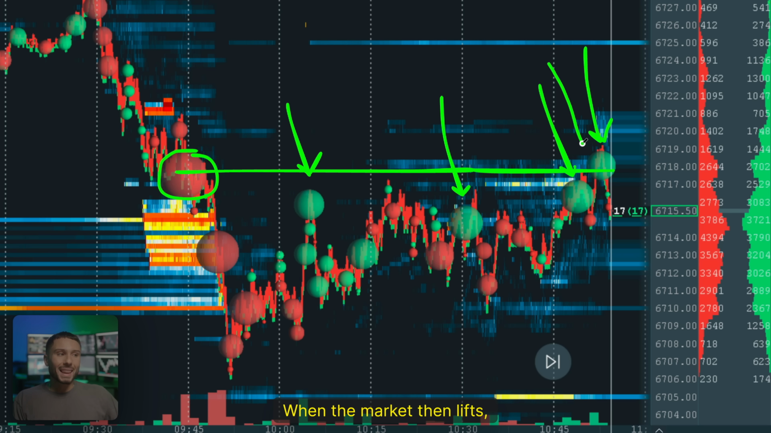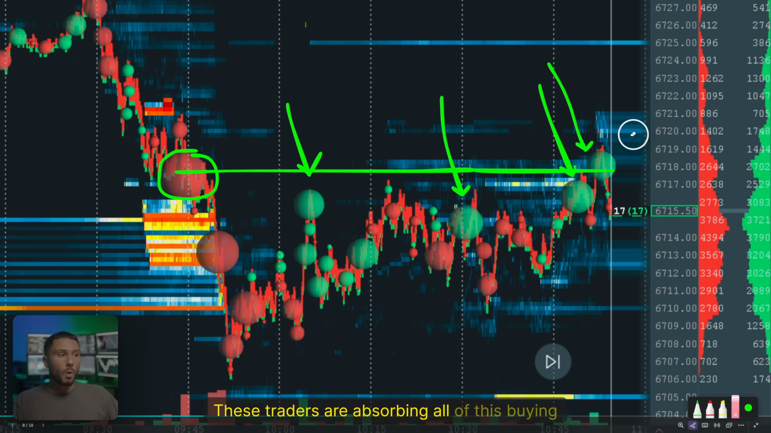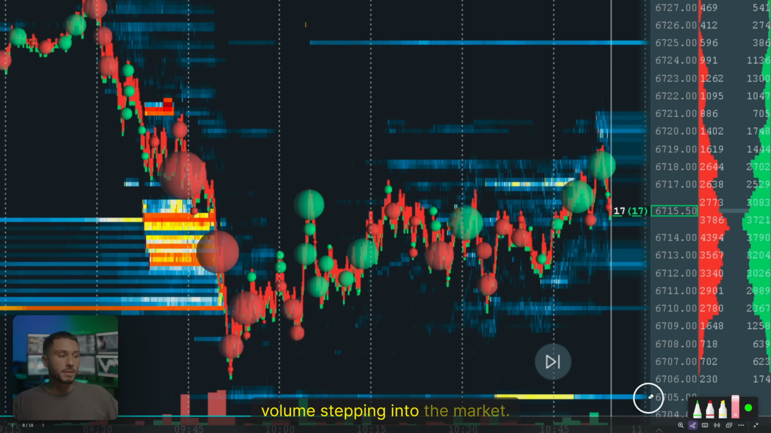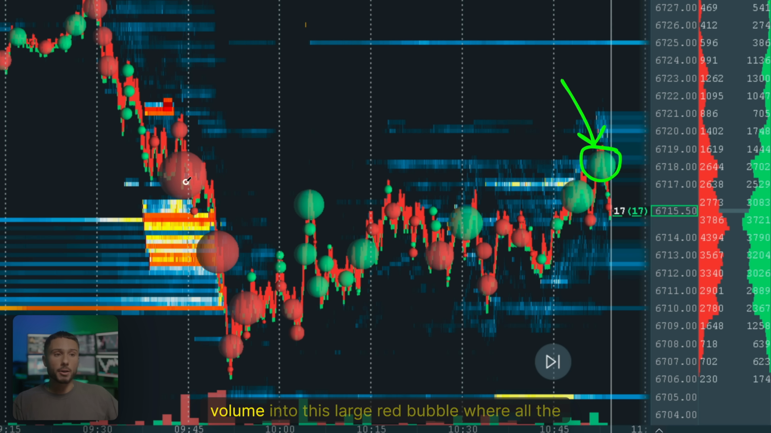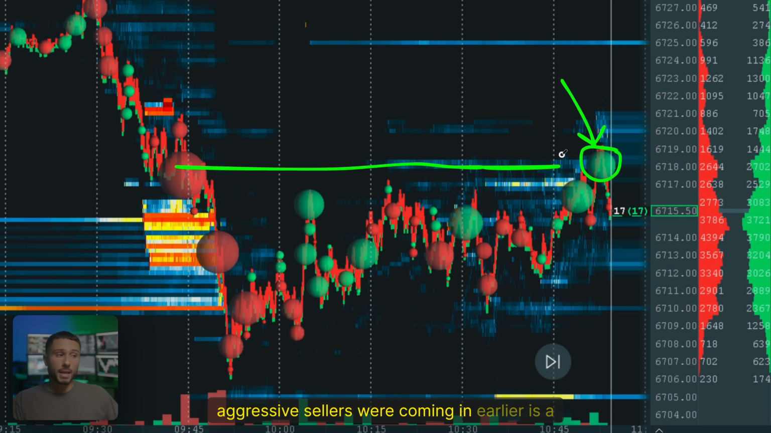When the market then lifts, these traders are absorbing, and this is where absorption comes in. These traders are absorbing all of this buying volume stepping into the market. So when traders assume the market will break out, we can validate this by large aggressive buying volume into this large red bubble where all the aggressive sellers were coming in earlier, which is a very good example of absorption.